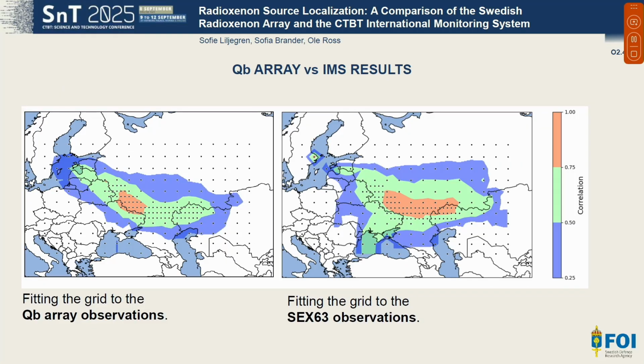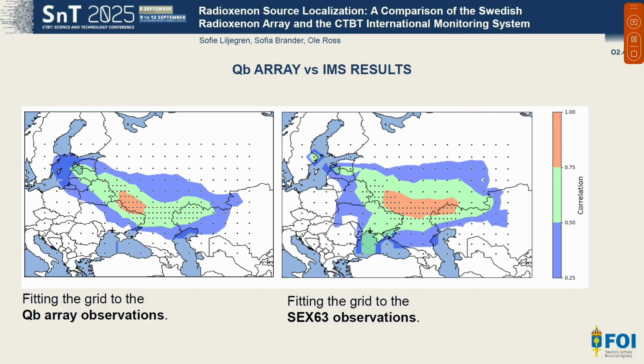All right, so on to the second interesting thing that we did with this. We have the cube array, and then we also had the IMS station. So we could do exactly the same procedure, but instead of fitting to all of the cube array, the 4 stations in the cube array, we only fitted to the SCX-63, the IMS station observations. To your left is what you saw before, the cube array. To your right is the IMS station.